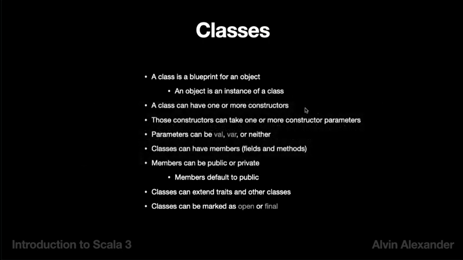A class can have one or more constructors, so it can have a primary constructor, and then it can have secondary or auxiliary constructors. All of those constructors can take one or more parameters. The parameters can be identified as val, var, or have neither val or var. And when you leave off both val or var so that it has no markings, that makes the parameter a field within the class that's private to the class. And I'll show what I mean by that shortly.